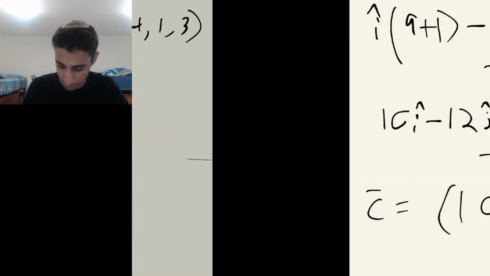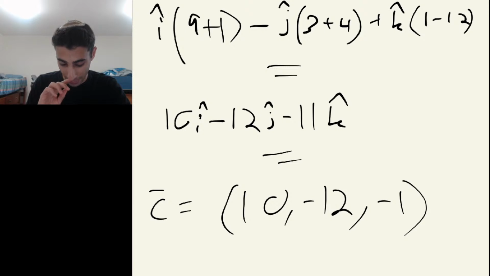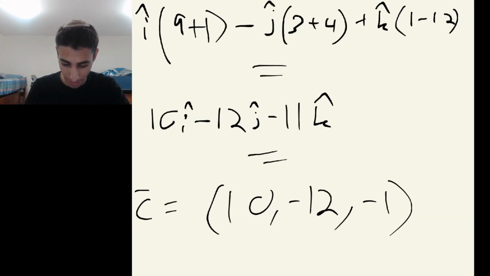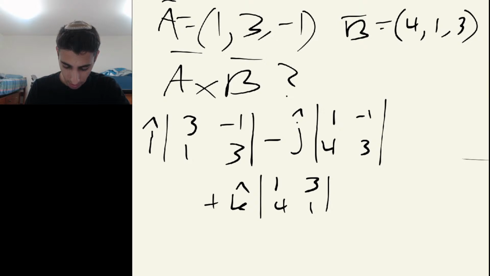10, negative 7, negative 11. 10, negative 12, negative 1. Okay, I did not get it right. I got the first one right, but more than that, I did not get it right. So what did I get wrong?